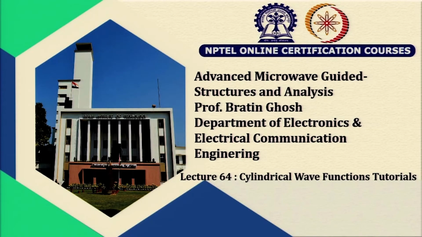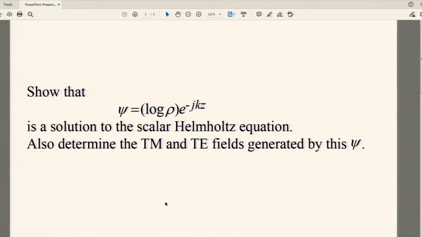Hello everyone. So in today's session we will solve some numerical problems based on cylindrical wave functions. The first question is that we need to show psi equals log rho e to the power minus jkz is a solution to the scalar Helmholtz equation. Also we need to determine the TM and TE fields generated by this psi.